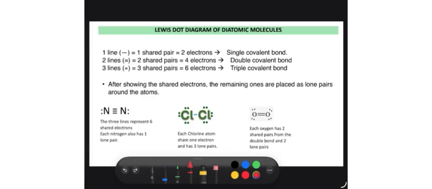When drawing a Lewis dot diagram of a diatomic molecule, we can put between the two atoms one line, which represents a single covalent bond, 2 lines representing a double covalent bond, and 3 lines representing a triple covalent bond, and it depends on how many electrons the atom can share. We can decide which covalent bond we are putting.